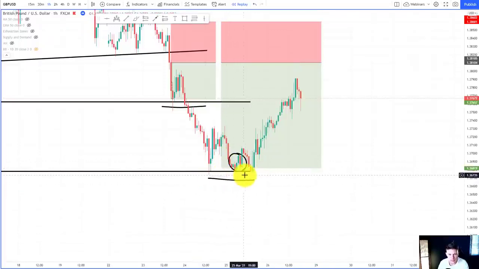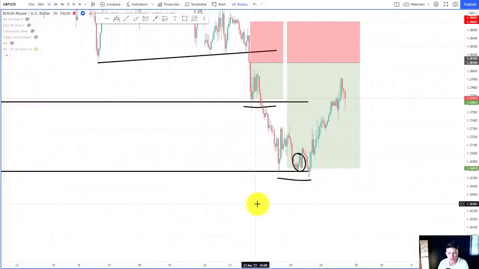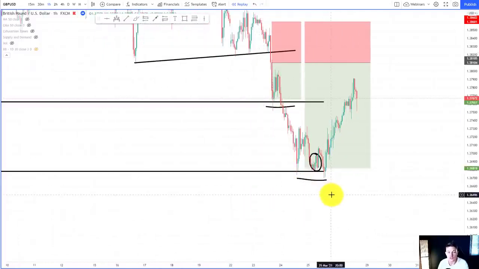So you can see the market never cleared the lows. We never had a full breakout, and that is why it's so important to always wait for the market to fully close beyond the level that you identified for your breakout.